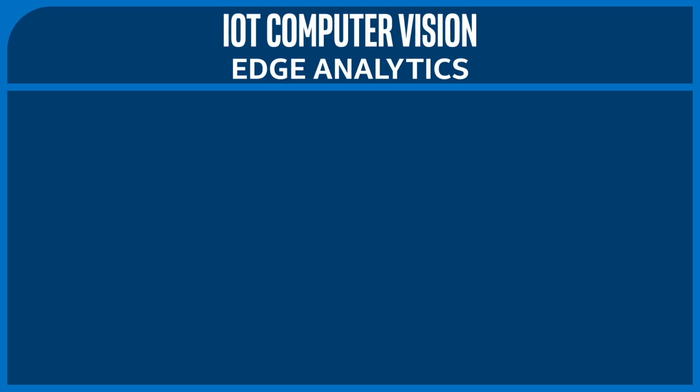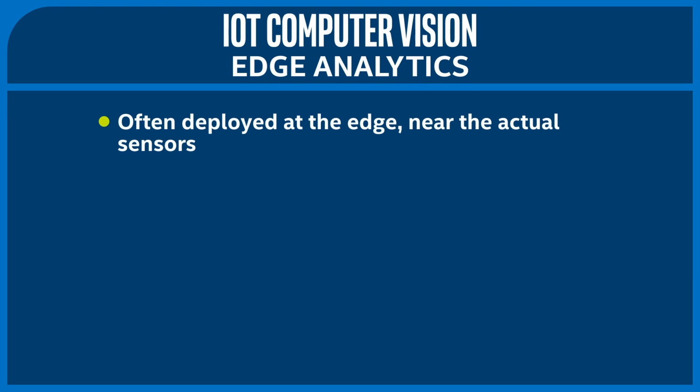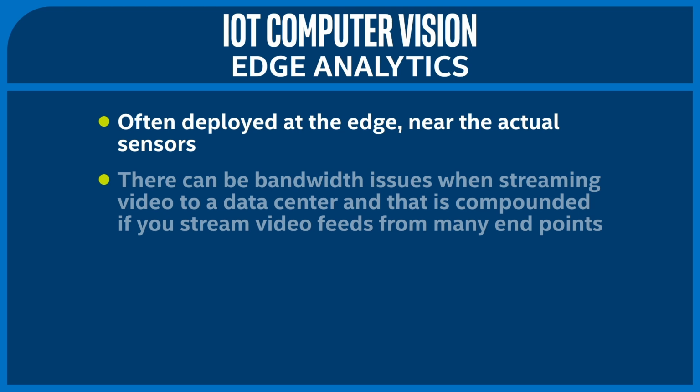Unlike high-performance systems typically found in the data center and cloud environments, vision analytics are often deployed at the edge near the actual sensors, or in our case, cameras. This is necessary because you will often face bandwidth issues when streaming video to a data center. And this problem is compounded if you stream video feeds from dozens or even hundreds of endpoints.